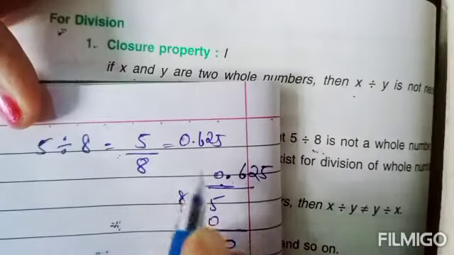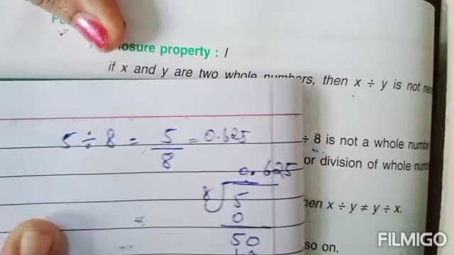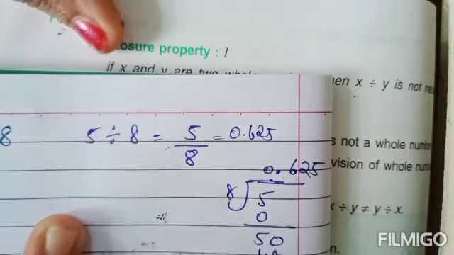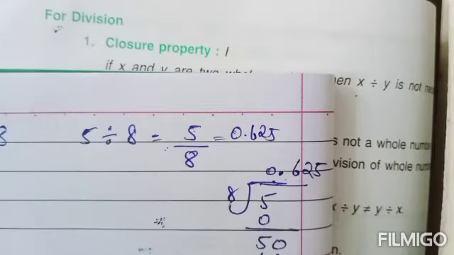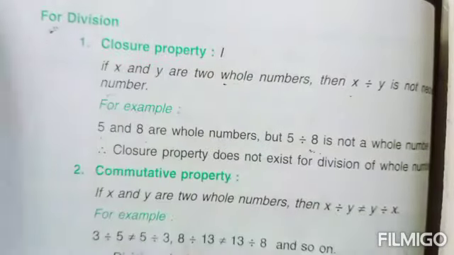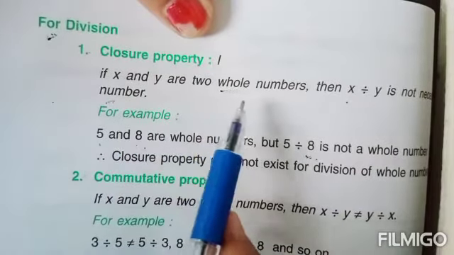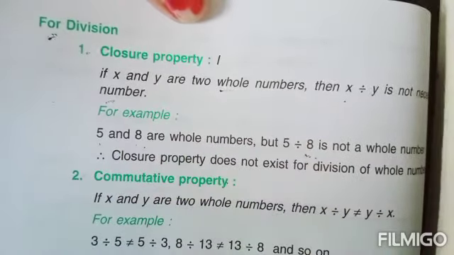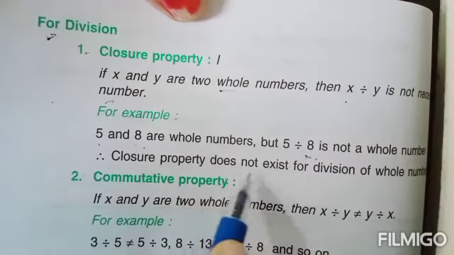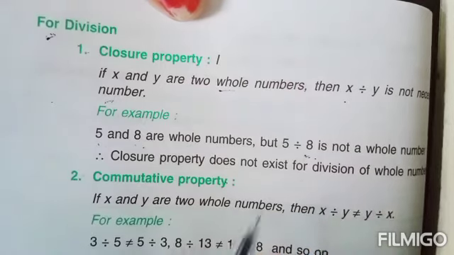This is a decimal number. Decimal number or fraction, these are not whole numbers. So according to closure property, if x and y are two whole numbers, x division y is not necessarily a whole number. Therefore, closure property does not exist for division of whole numbers.